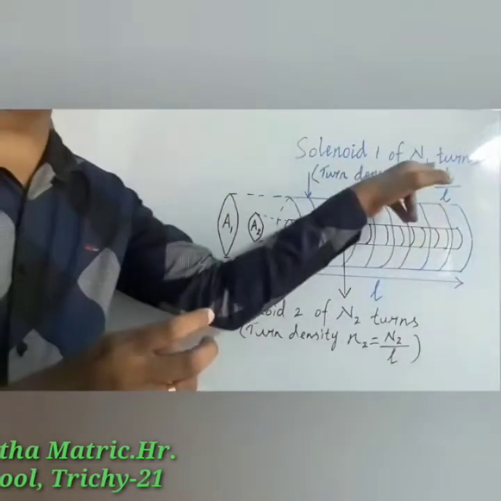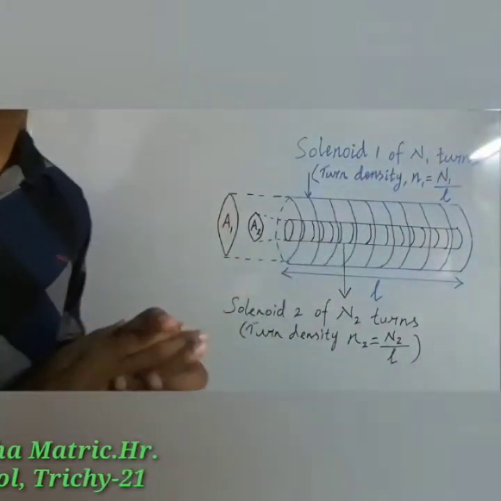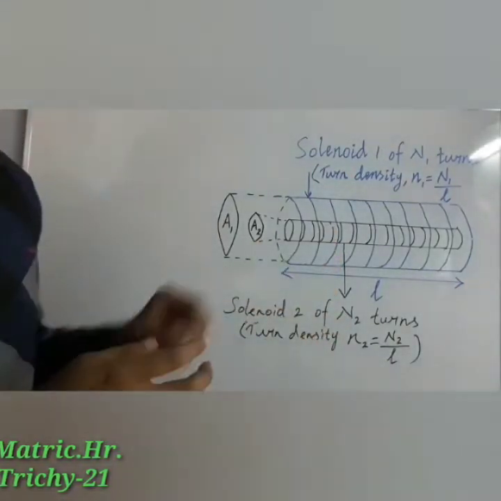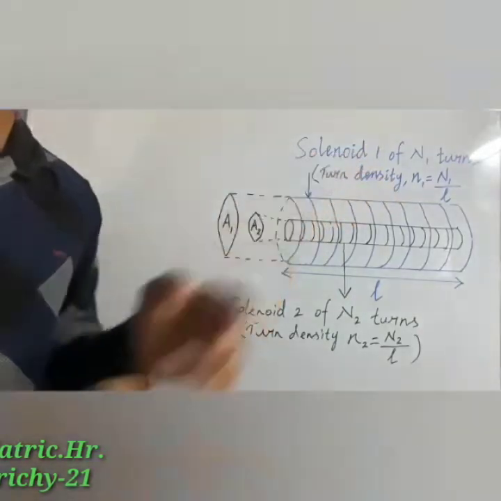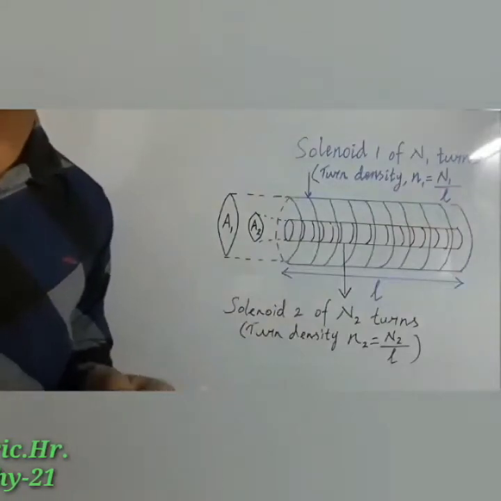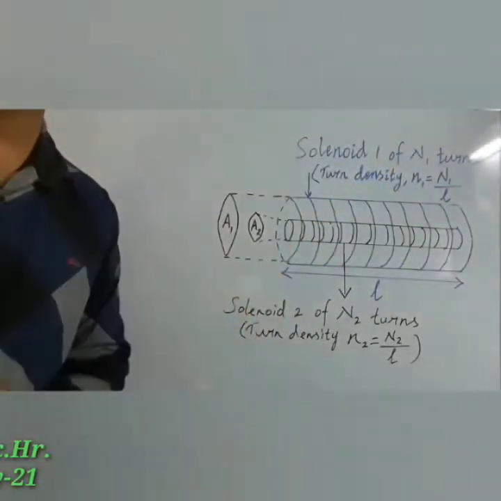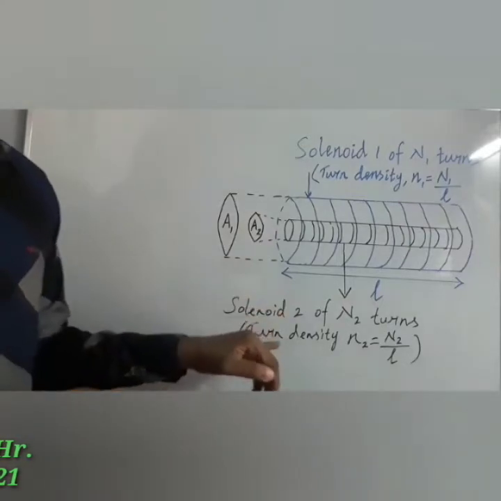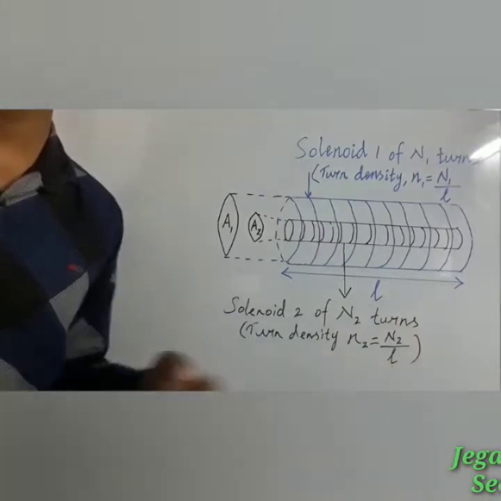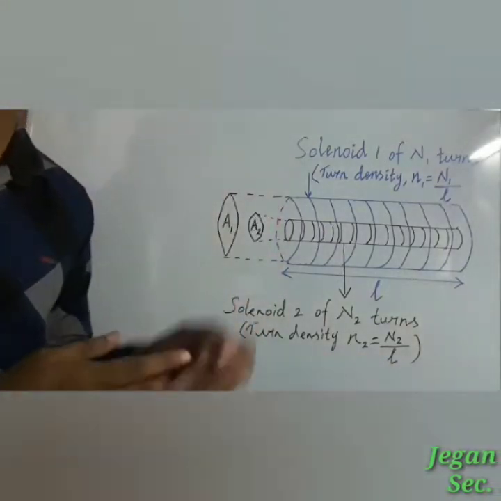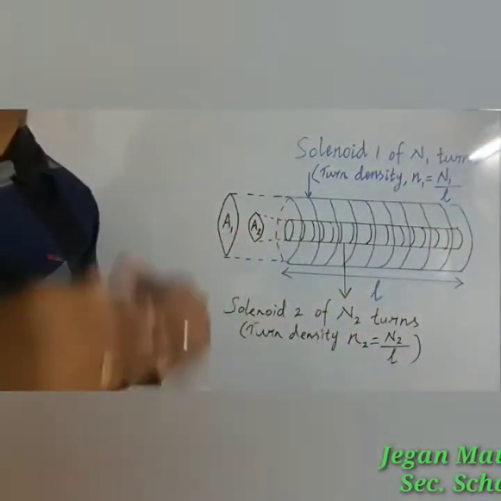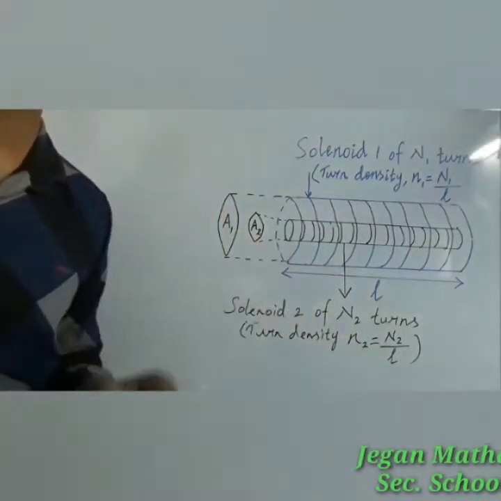The first solenoid has N1 turns, and the second solenoid has N2 turns. The first solenoid has turn density, small n1, equal to capital N1 by l, that is, the number of turns per unit length. The second solenoid has turn density small n2, equal to capital N2 by small l, the number of turns per unit length for solenoid 2. Here l is the length of the solenoid. We have discussed already that they both have the same length, small l.